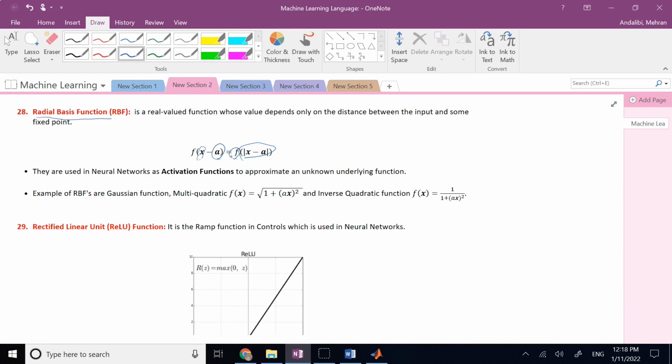You might say, what function? One of the functions I can tell you is a Gaussian function. In a Gaussian function, if you remember, the formula is what? 1 over square root 2 pi sigma squared, exponential of negative x minus mu squared divided by 2 sigma squared.